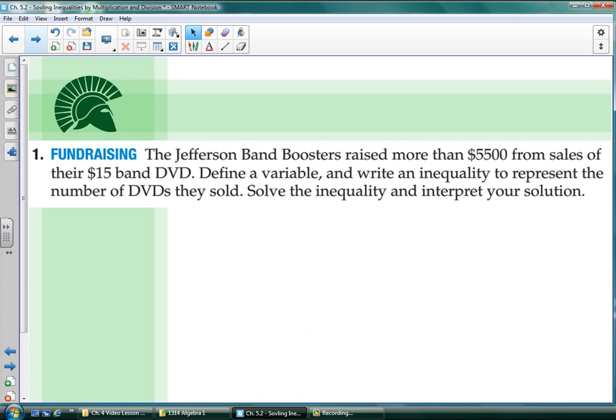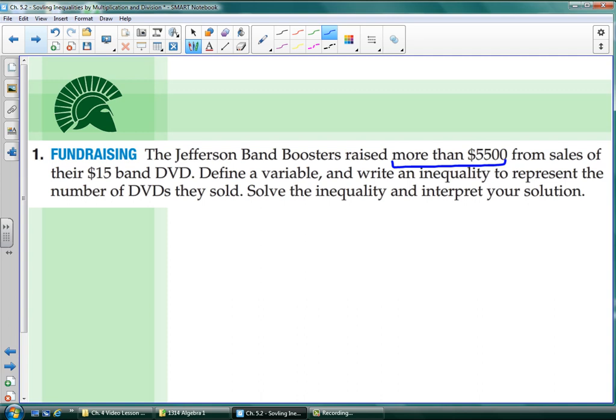So we're going to look at a word problem first. The Jefferson Band boosters raised more than, okay, and as I read through, I like to underline or highlight things, more than $5,500 from sales of their $15 band DVD. Define a variable, write an inequality to represent the number of DVDs that they sold. Solve the inequality and interpret your solutions.